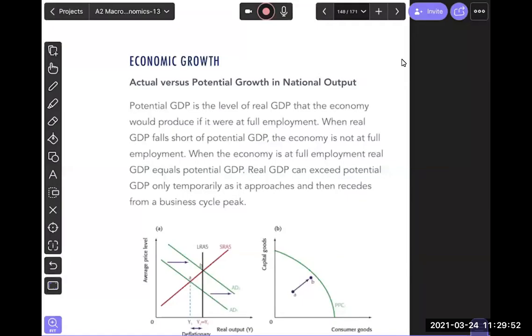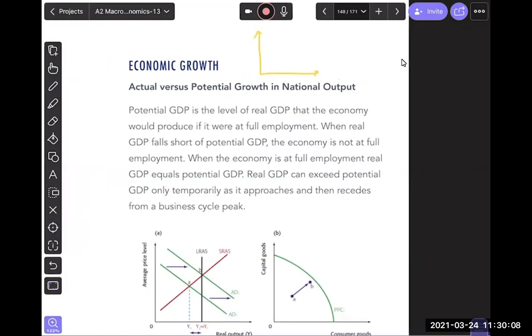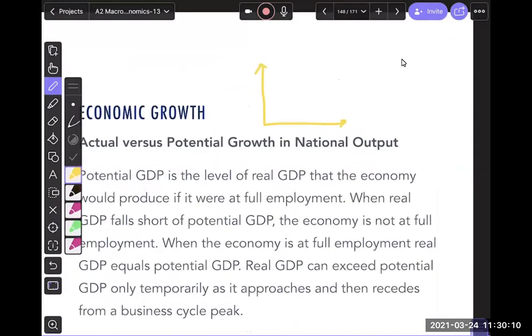When you look at economic growth, there is a difference. Economic growth is of two types: actual growth versus potential growth. Potential growth is basically when the GDP is shifting to the right. So if this is my PPC, if the PPC shifts to the right, this is what we call potential growth. Or in other words, when LRAS shifts to the right, it's called potential growth.